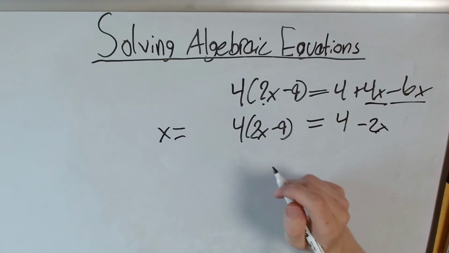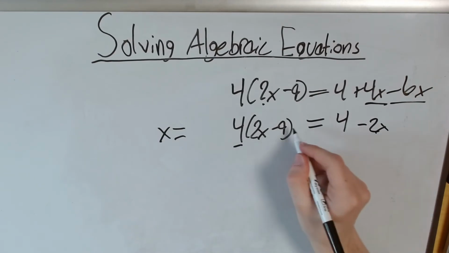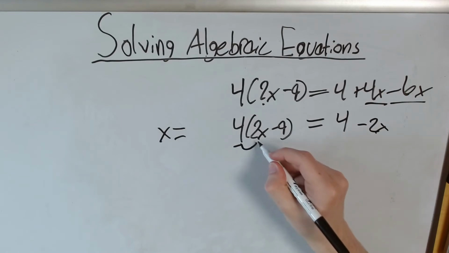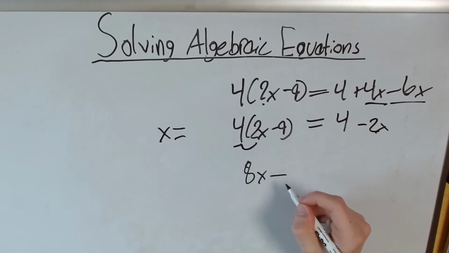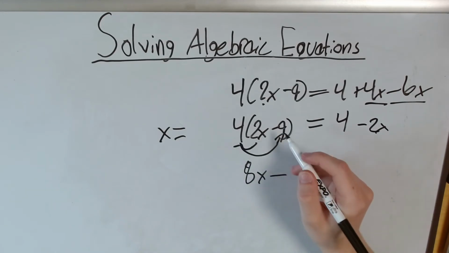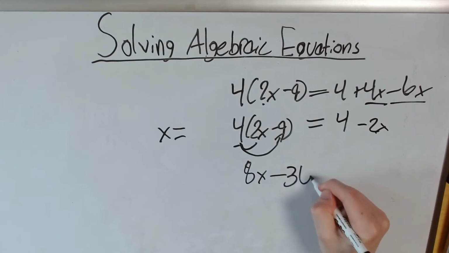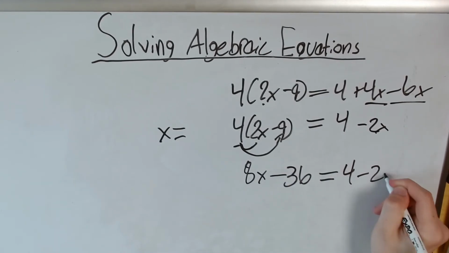And now I'm going to need to distribute. I'm going to need to use my distributive property. That means we're going to multiply this 4 by everything inside here. 4 times 2x, that's 8x. Bring my sign down. That's just minus sign. I don't touch that. 4 times 9, that's 36. So I have 8x minus 36 equals 4 minus 2x.